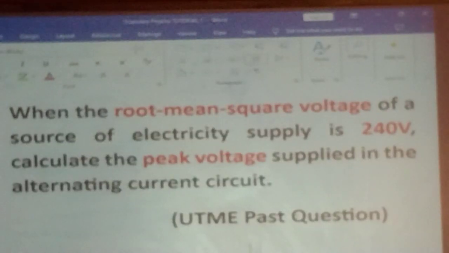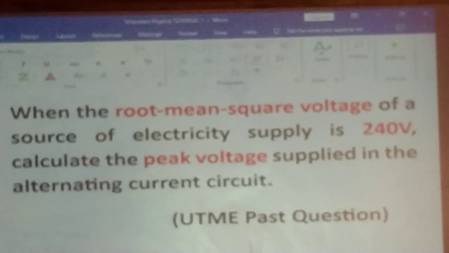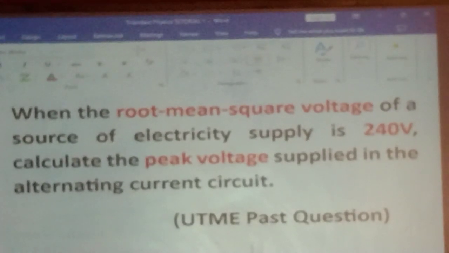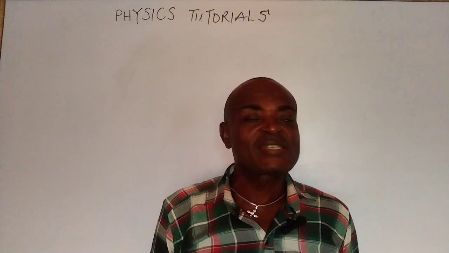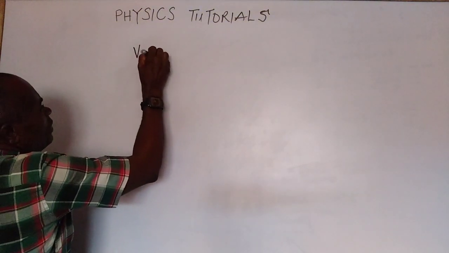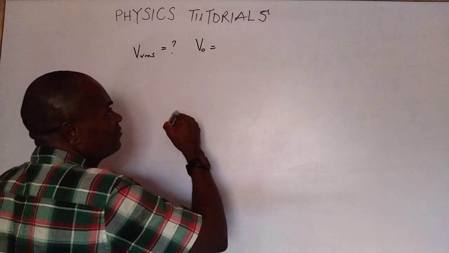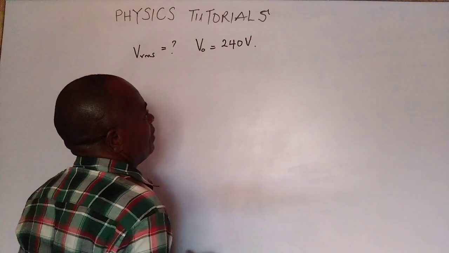There's a question we have before us today, and the question says, when the root mean squared voltage of a source of electricity supplied is 240 volts, calculate the peak voltage supplied in the alternating current circuit. The question we read from AC circuit says that we should determine the root mean squared value of the voltage if the peak voltage supplied from the electricity source is given as 240 volts.